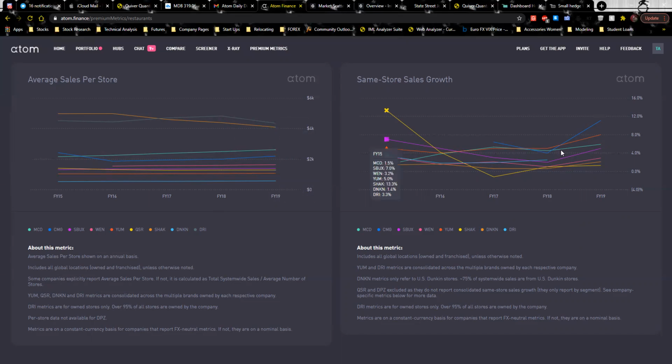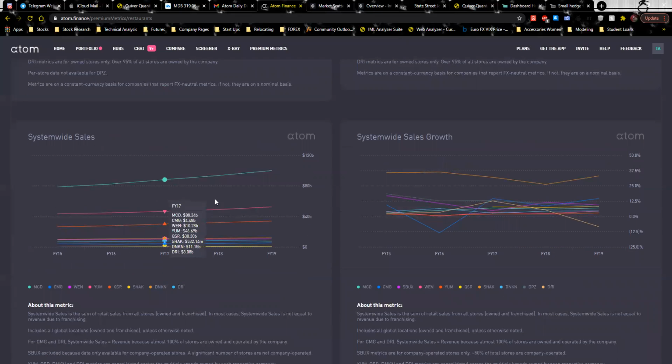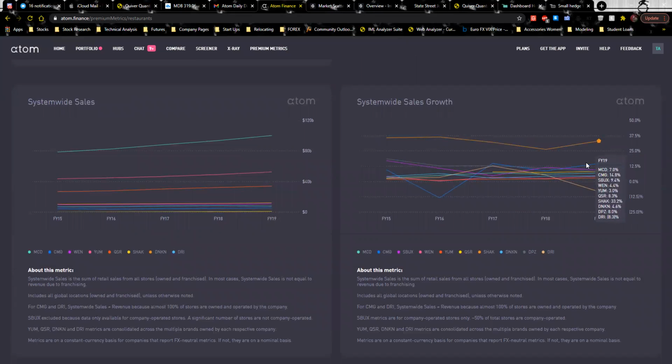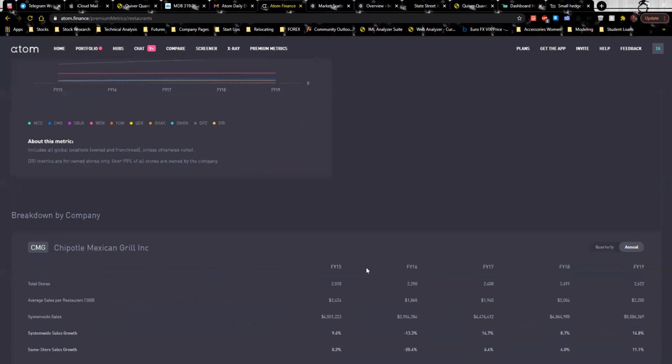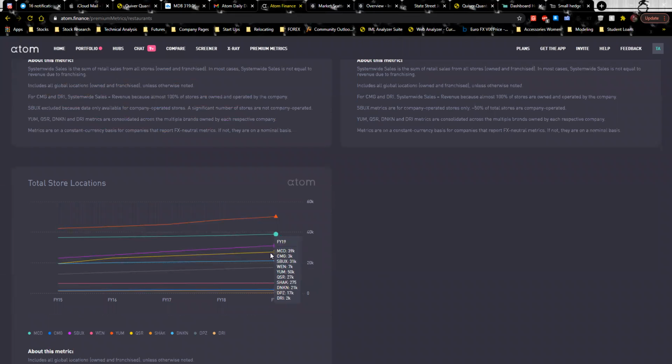But we see here too, it shows the same store sales growth, system wide sales, system wide sales growth. So who's grown? Who has the total number of sales? But then what's the growth percentage for these companies too? So that's a good comparison to look at. Who has the total number of store locations? Okay, actually I thought McDonald's would have been higher than everybody. I guess, okay.